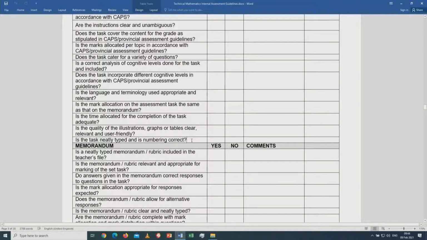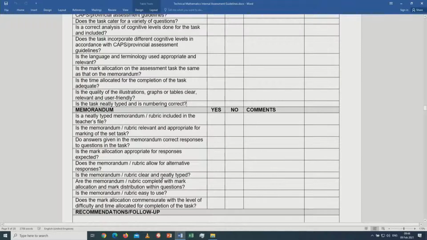Stop the cut and paste, because sometimes the pictures are not clear and the typing is not clear, because it has been cut and pasted so many times, to an extent that the pictures and even the typing become so faint, and learners are now disadvantaged. The tables are not clear, the graphs are not clear. And then please make sure. These are some of the things.